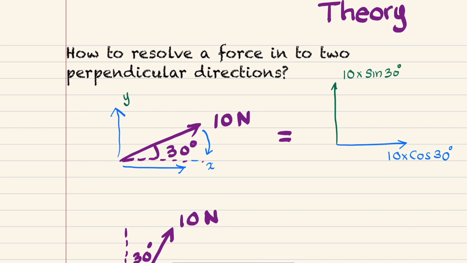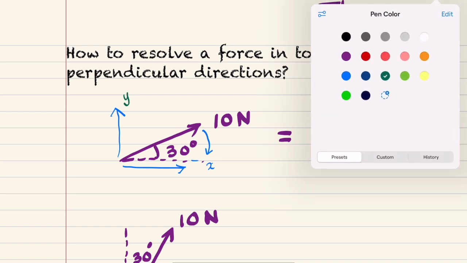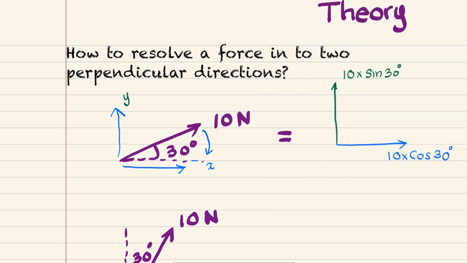So it's easy to memorize. What you should do is 10 cos 30 when you're going through the angle. When you're going away from the angle that they have given, it will be sine. So when you're going through the angle, it will be cos. When you're going away from the angle they have marked, it will be sine.